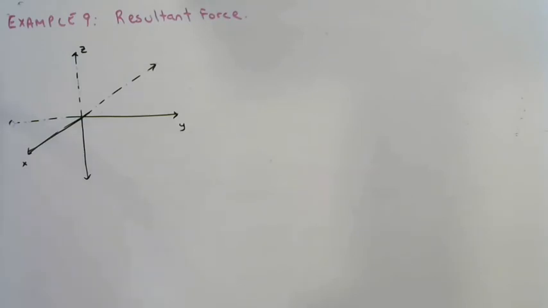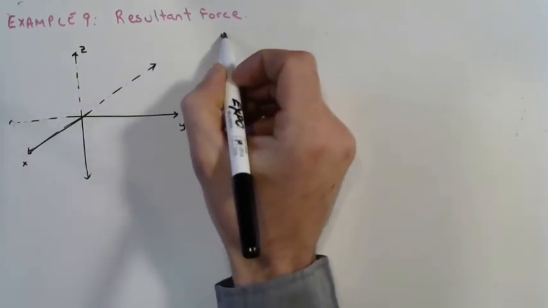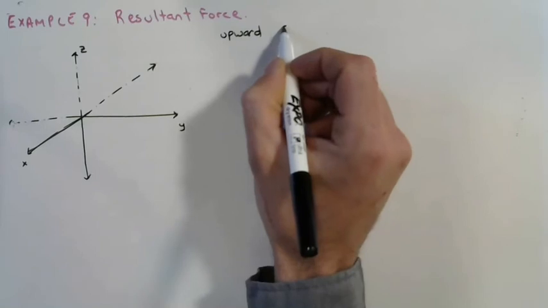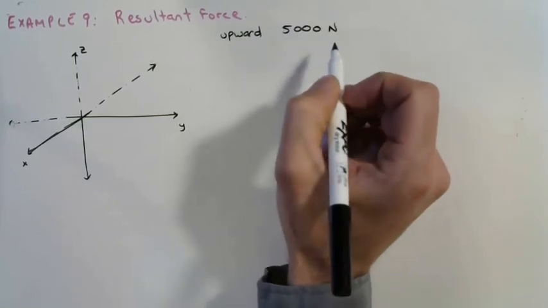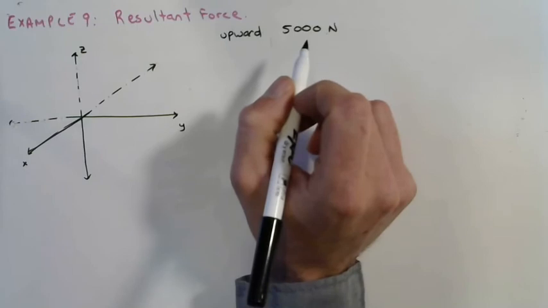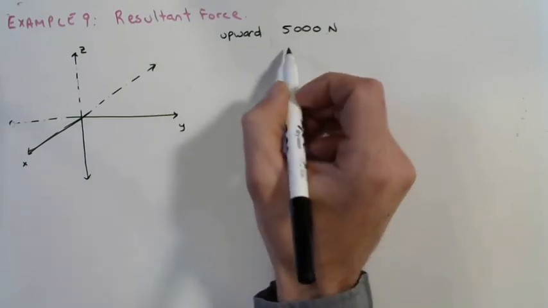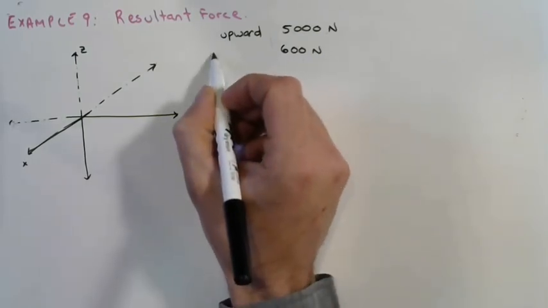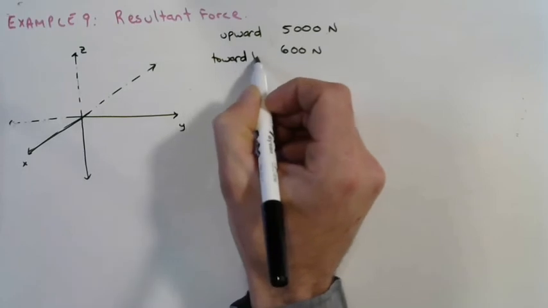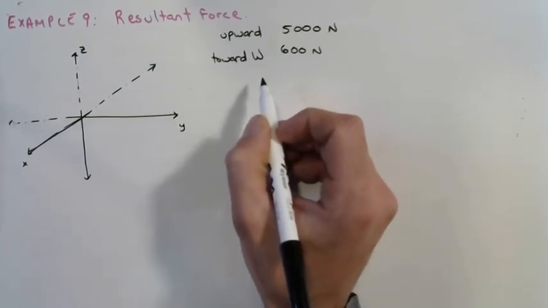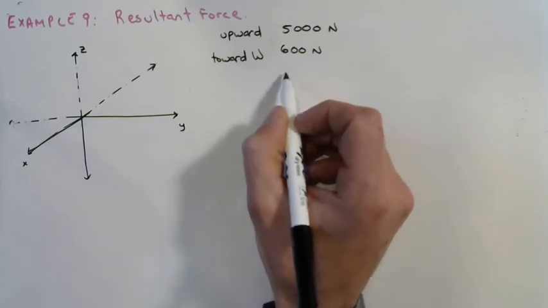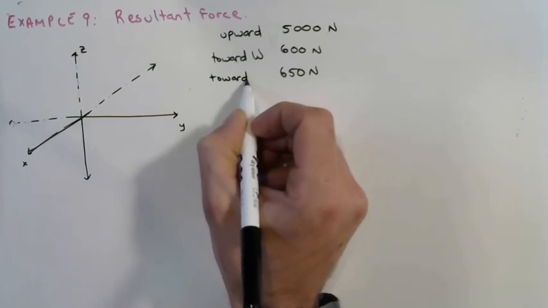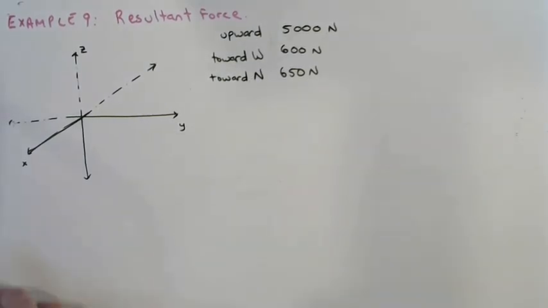We've got a crane. It's going to lift a steel beam upward. The crane has a force of 5,000 newtons. At the same time, 2 workers are going to push the beam. They're going to use a 600 Newton force toward the west, and a 650 Newton force toward the north. Okay, so let's see what this might look like.